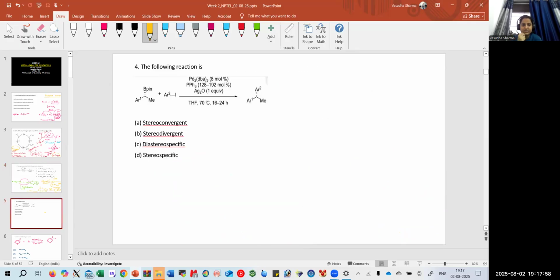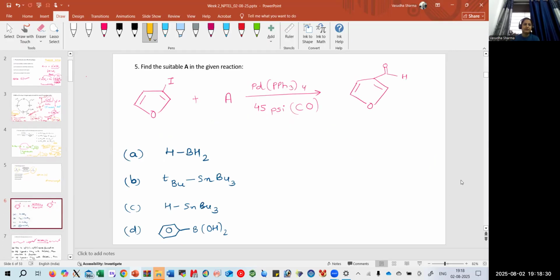Now the following reaction is aryl boron catechol, methyl and Ar2 iodide. Now if you see the geometry, it is having one stereo center, which is nothing but we just said that it is option A, which is stereoconvergent. Now find the suitable A in the given reaction.